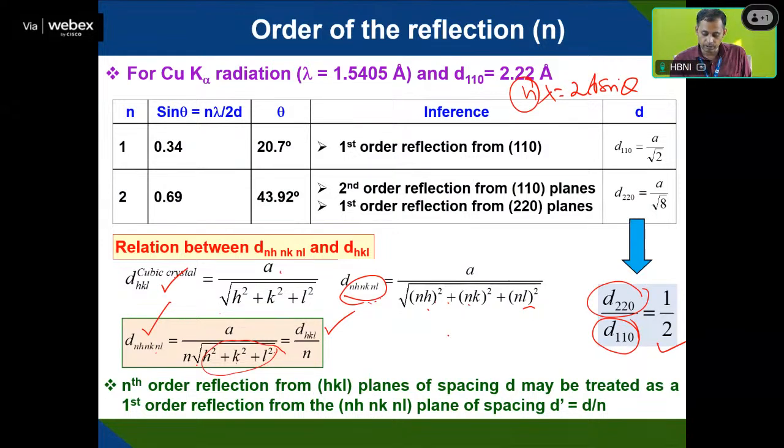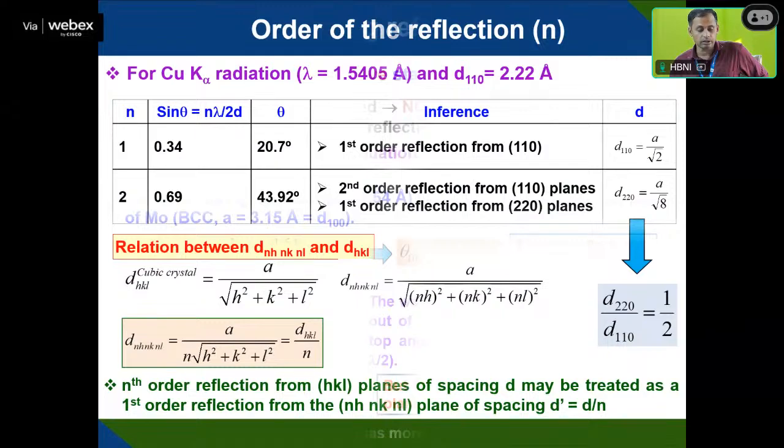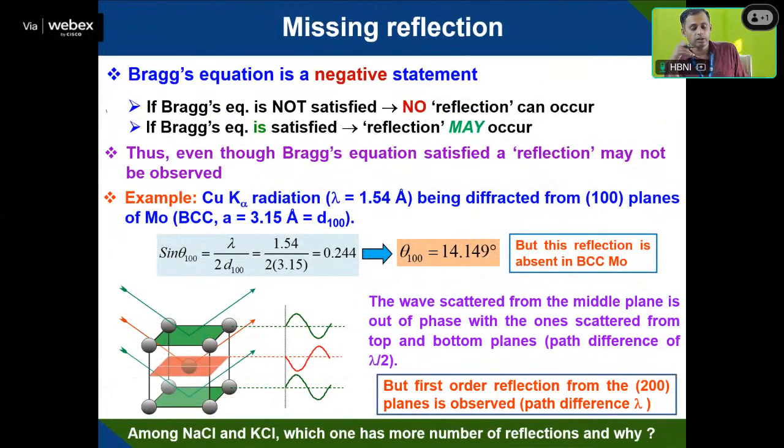So if you take the 111 plane, 222 plane, or 333 plane, the first order reflection of this will be nh, nk, nl, a plane of spacing d by n. So this is the common relation, and we know that Bragg's law is a negative statement. That means if Bragg's equation is not satisfied, there will be no reflection. You will not see any diffraction pattern. But if Bragg's law is satisfied, a reflection may occur.